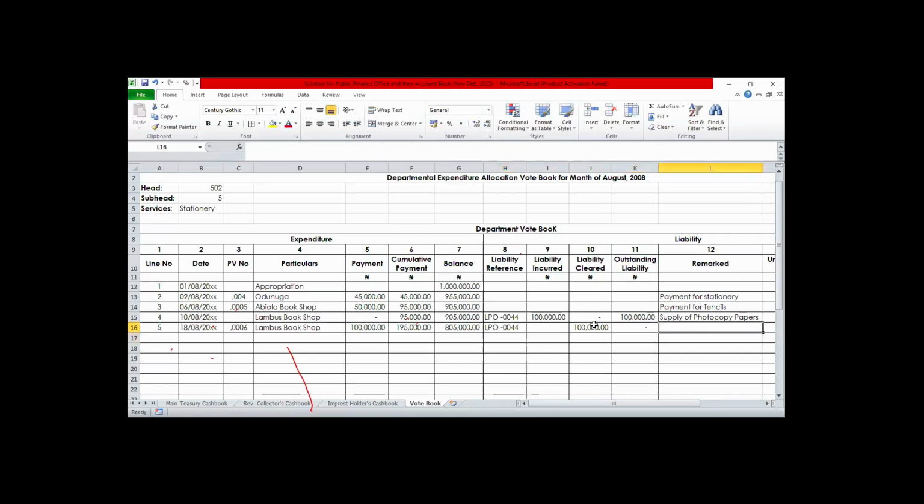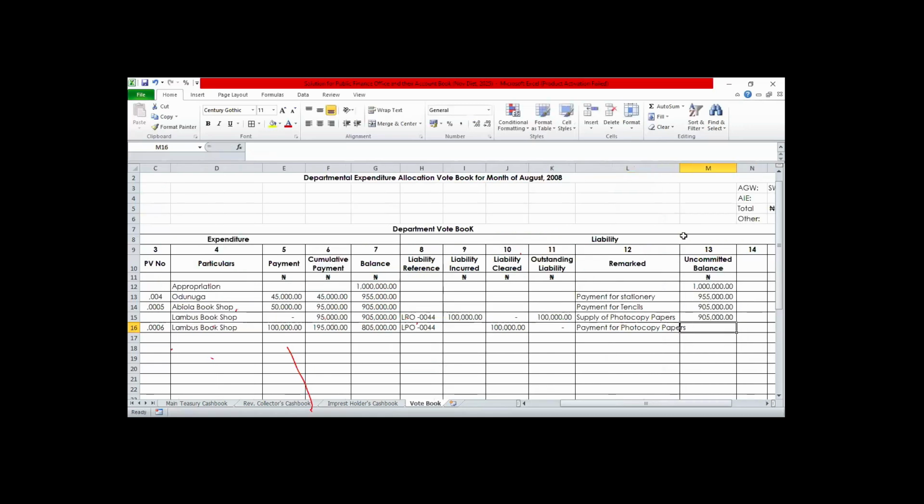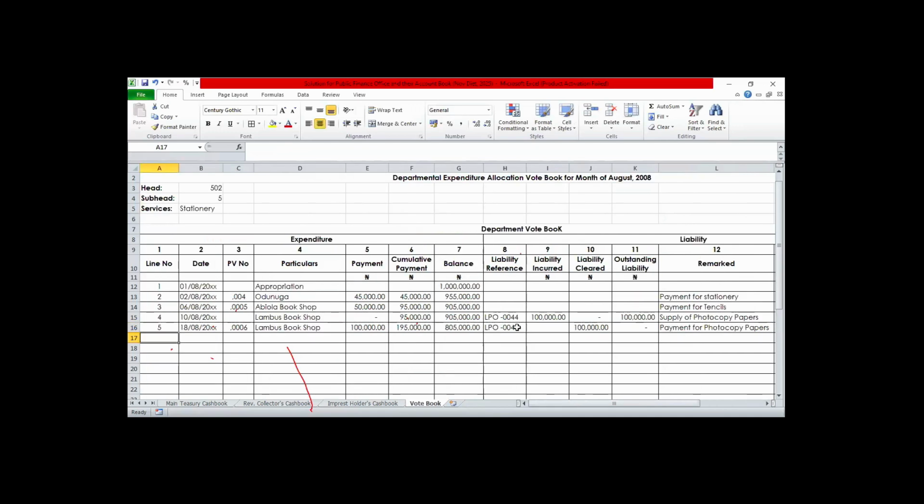Then, which means payment for photocopy paper. Abi? Yes, sir. Then we move down to this 90 this minus the payment we did, which becomes the same thing with that.